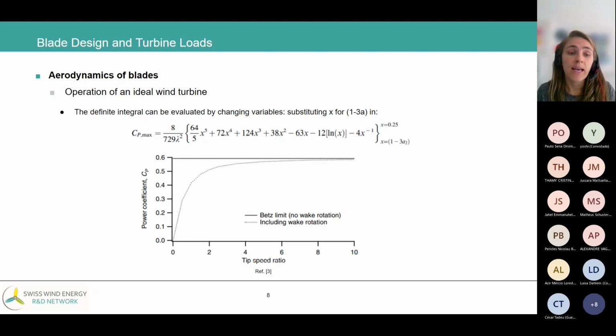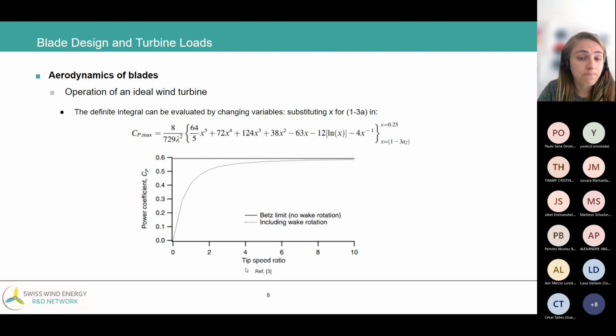This maximum power coefficient, if we just use the Betz limit, would always be 0.59. But once we start including, for example, in this plot here, the wake rotation, the angular induction, we will start to see that it's not possible to reach the Betz limit. But then how would we do the design of a wind turbine, trying to get to values very close to the Betz limit, for example.